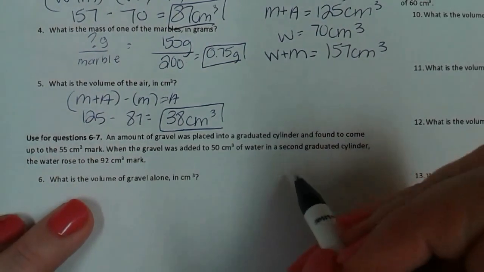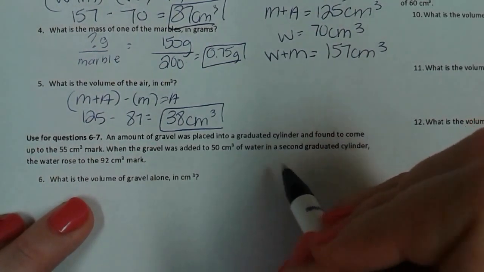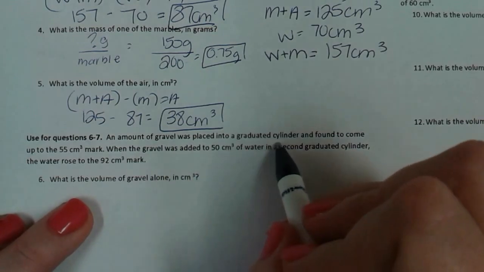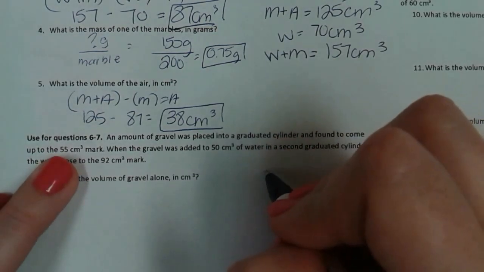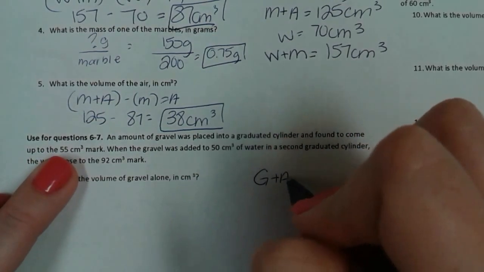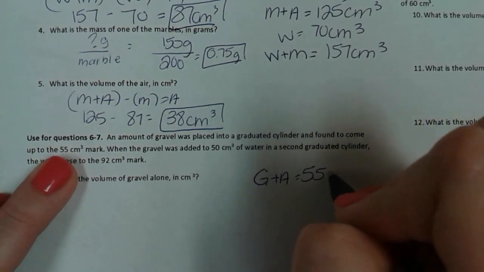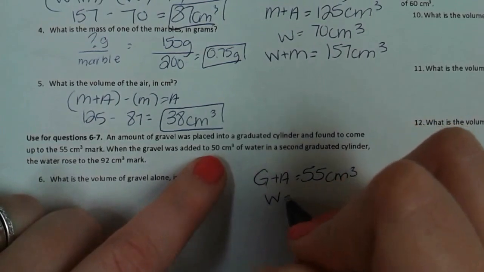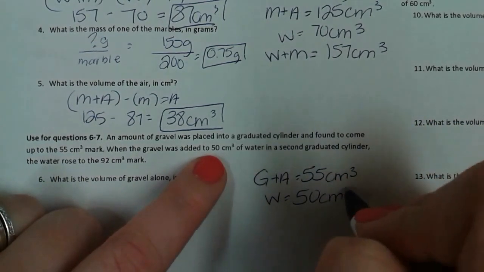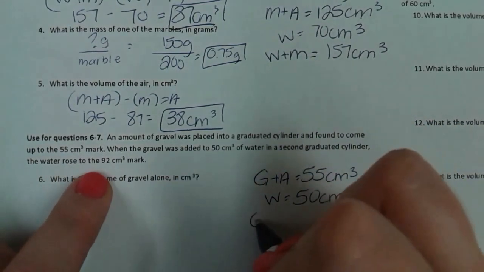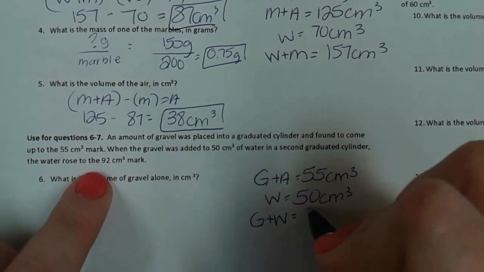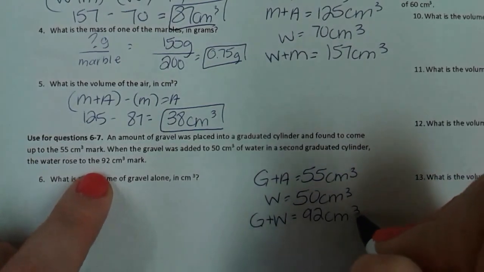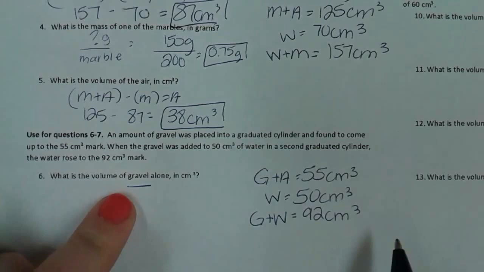Same thing, new question, identify the variables as you read it. The amount of gravel in the grad cylinder comes to 55. And this 55 is the gravel plus the air. Then I'm going to add it to water, to 50 cubic centimeters of water. And G plus W is going to be 92. So from here, what is the gravel?